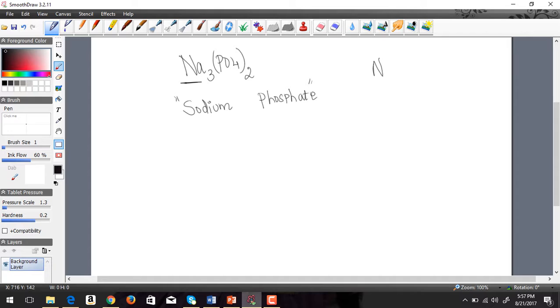Now, for those of you that have that pestering thought, how did you know that it's only PO4 3 minus and not something else? Well, you just have to do the math. It's not rocket science. You just have to do the swap to figure it out.